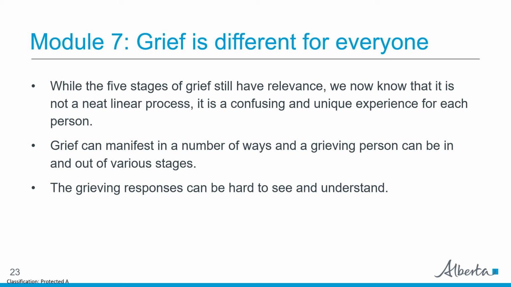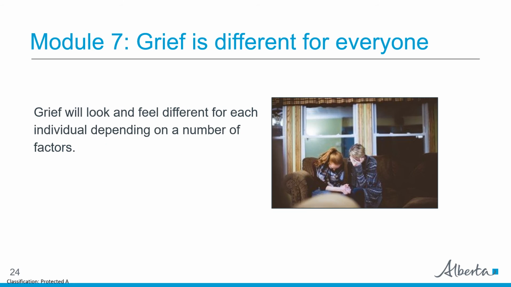Module 7. Grief is different for everyone. While the 5 stages of grief still have relevance, we now know that it is not a neat, linear process. It is a confusing and unique experience for each person. Grief can manifest in a number of ways, and a grieving person can be in and out of various stages. The grieving responses can be hard to see and understand. Grief will look and feel different for each individual depending on a number of factors.